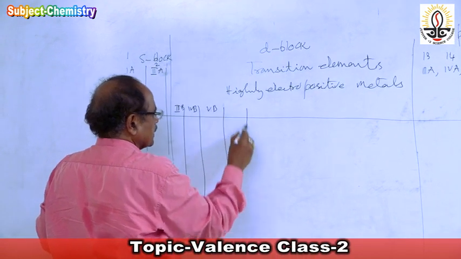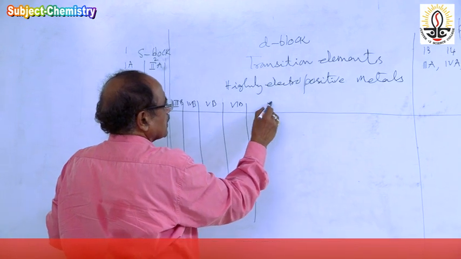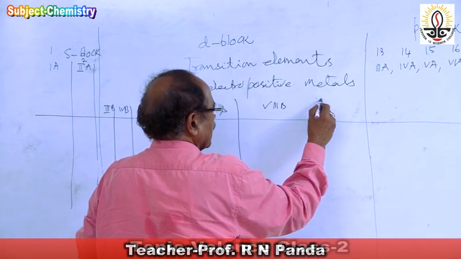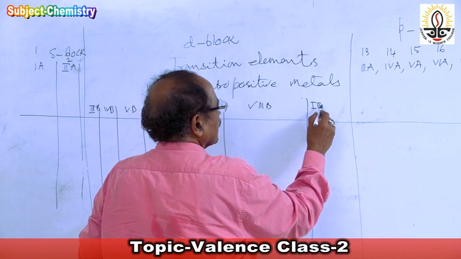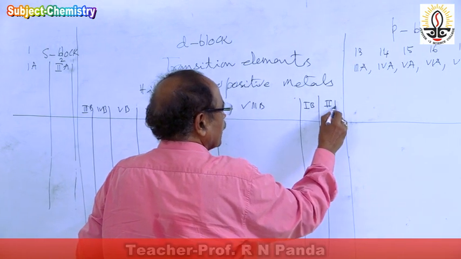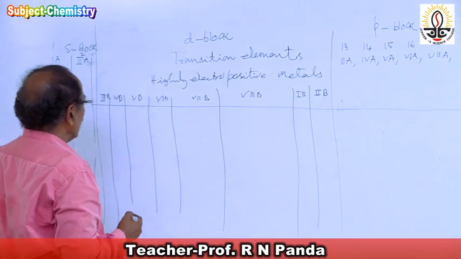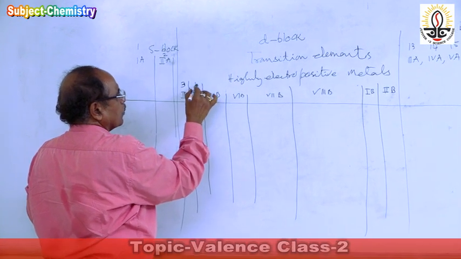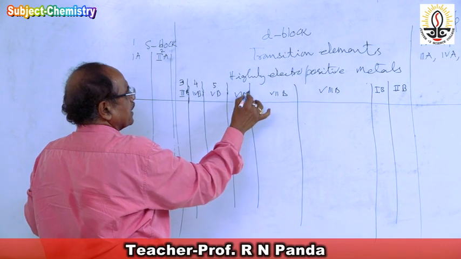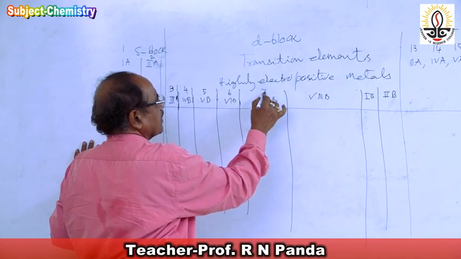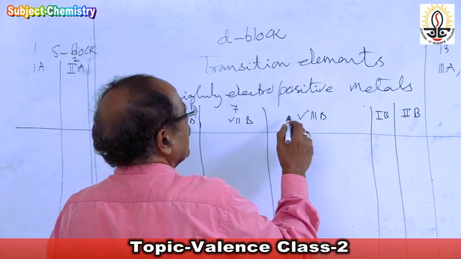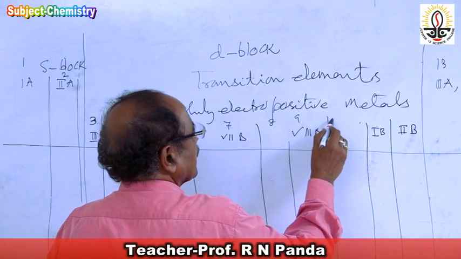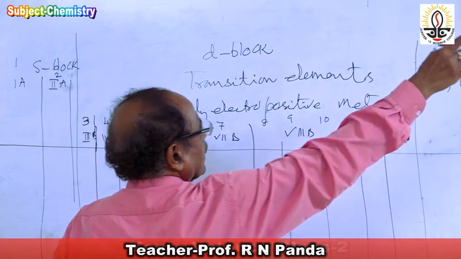If you come to the modern periodic table, we have 3B, 4B, 5B, 6B, 7B, 8B, then 1B and 2B. But the moment you come to the long form, 3B is called group 3, 4B is called 4, 5B is called 5, 6B is called 6, 7B is called 7, and 8B is divided into 3, so there is 8, 9, 10, and then 11, 12, then 13, 14, 15, 16.